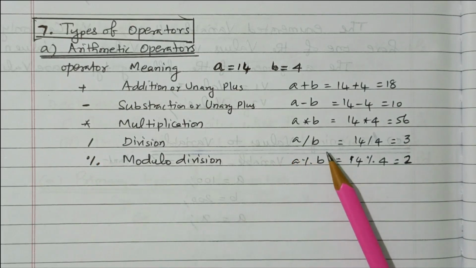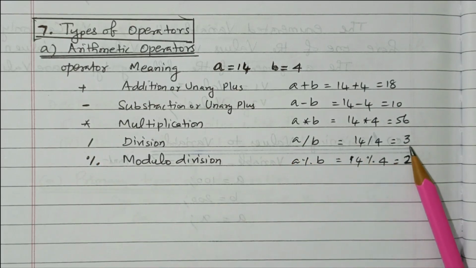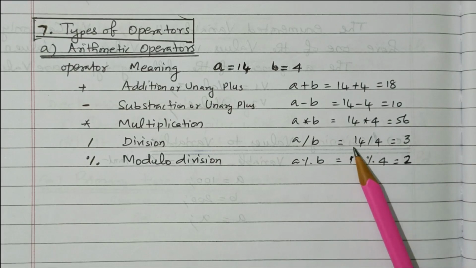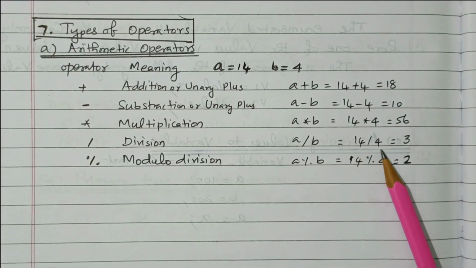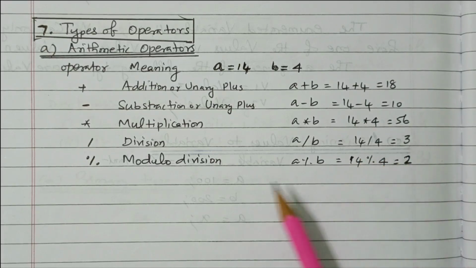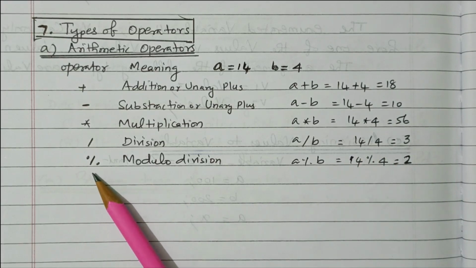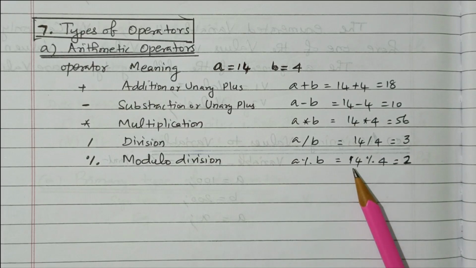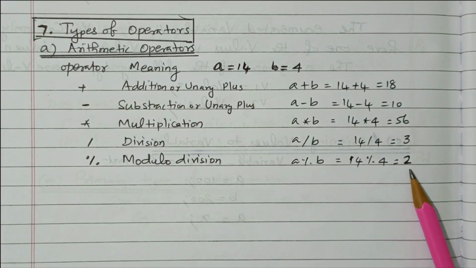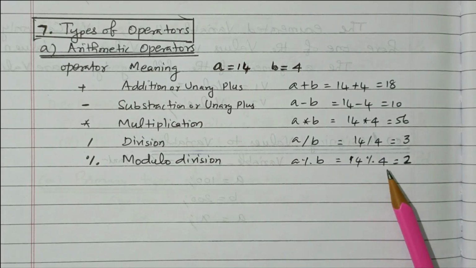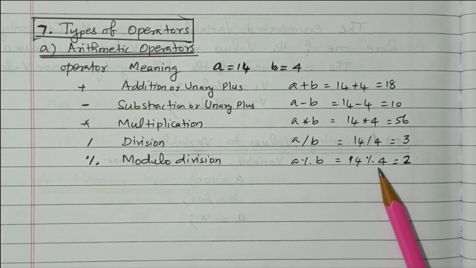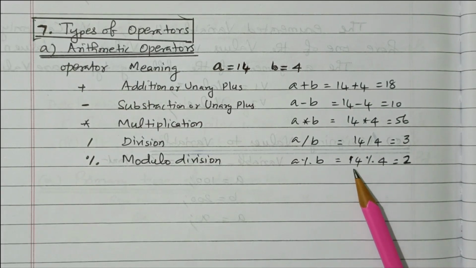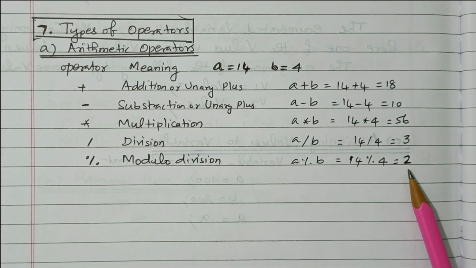Then division. A divided by b. 14 divided by 4, 3. It will return only the quotient. It will not give the remainder value. Quotient only returned. 14 by 4 means in 14, 4 goes 3 times. For the remainder we have to use the next operator, percentage. Modulo division. A percentage b means 14 percentage 4, it will give 2. That is 14 by 4 goes 3 times. 4 into 3, 12. So 14 minus 12, 2 is the remainder value.